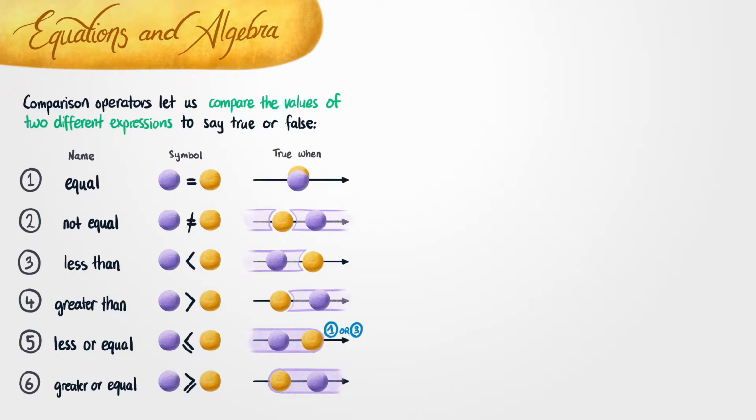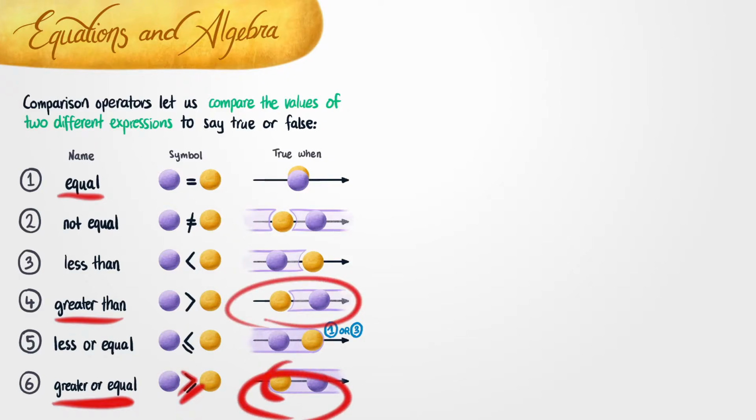Now the last operator is the greater or equal operator. And it's going to be true anytime equal is true or greater than is true. We just denote it by drawing a greater than symbol and putting an equal sign on it. You can see that the picture is exactly the same as the greater than picture, but we just draw this.